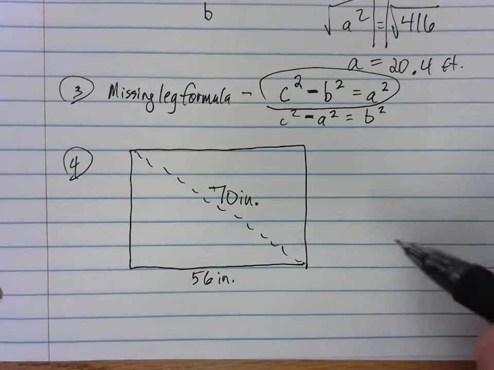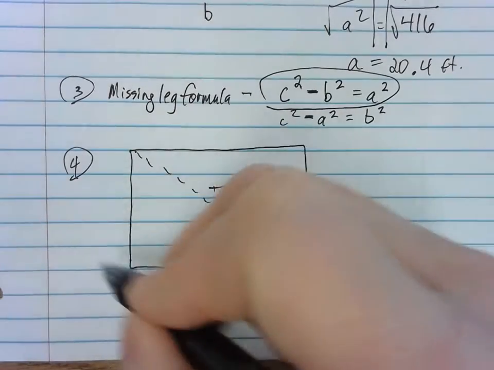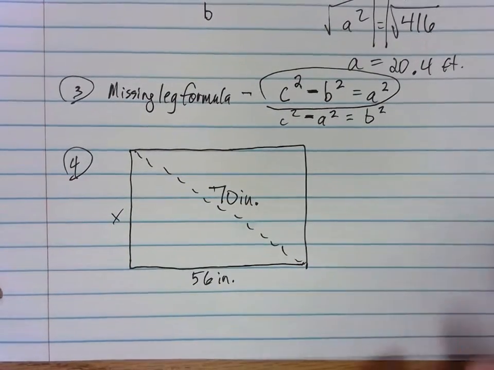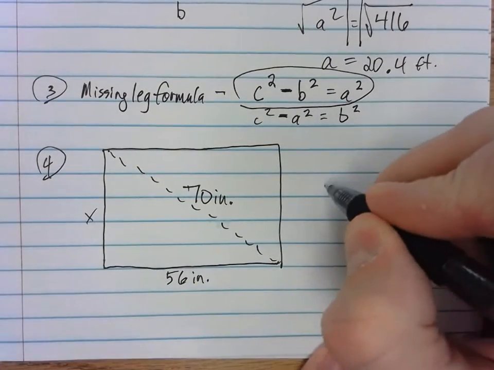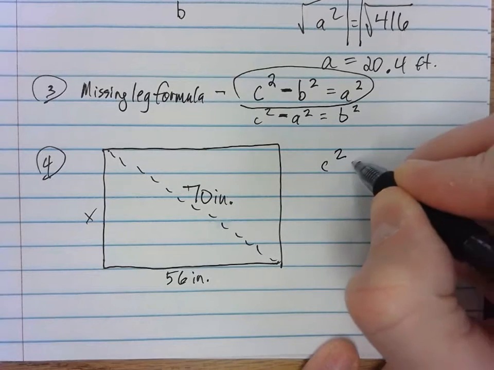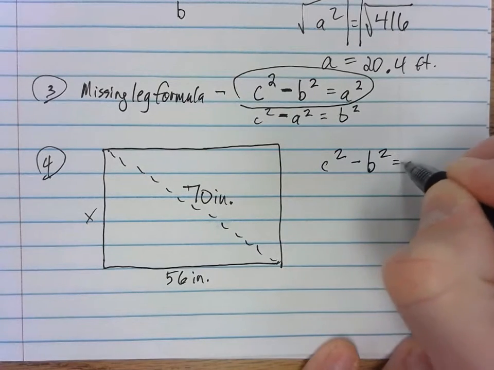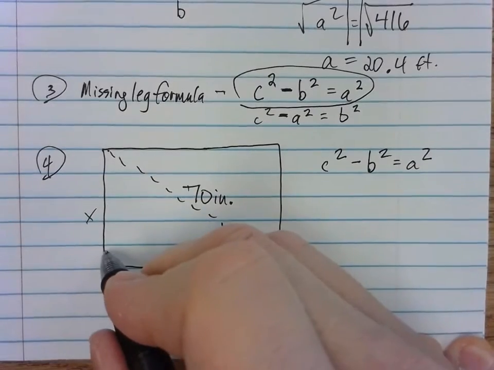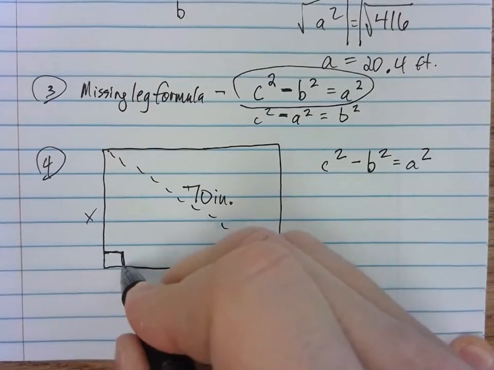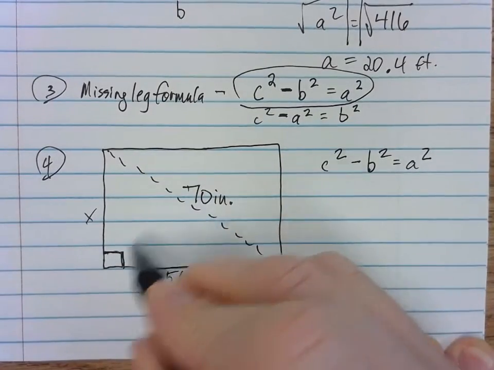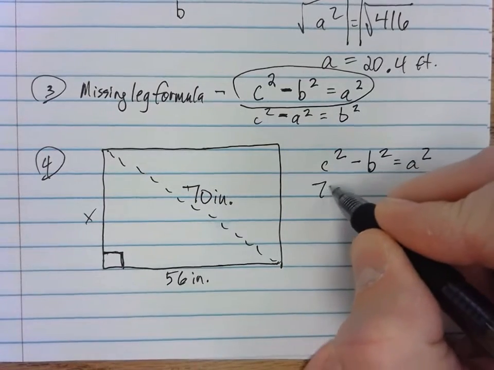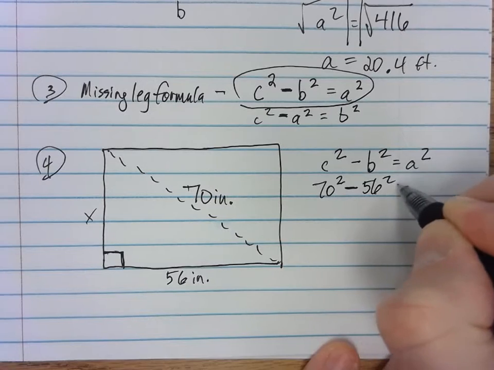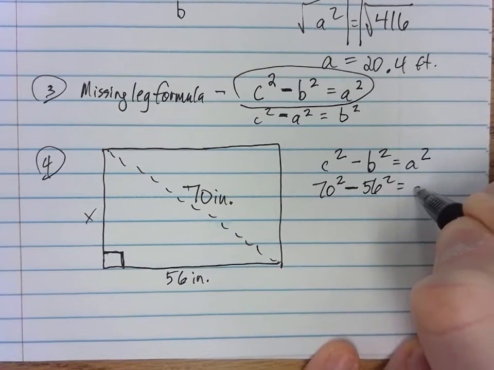So over here we've got a squared, b squared, whatever you want to call it. We don't know what that side is. So we're going to do c squared minus b squared equals a squared. So we're going to find that missing leg. Because again, you've got your right angle here. And this side, of course, across from the right angle is the hypotenuse. So we're doing 70 squared minus 56 squared equals a squared.